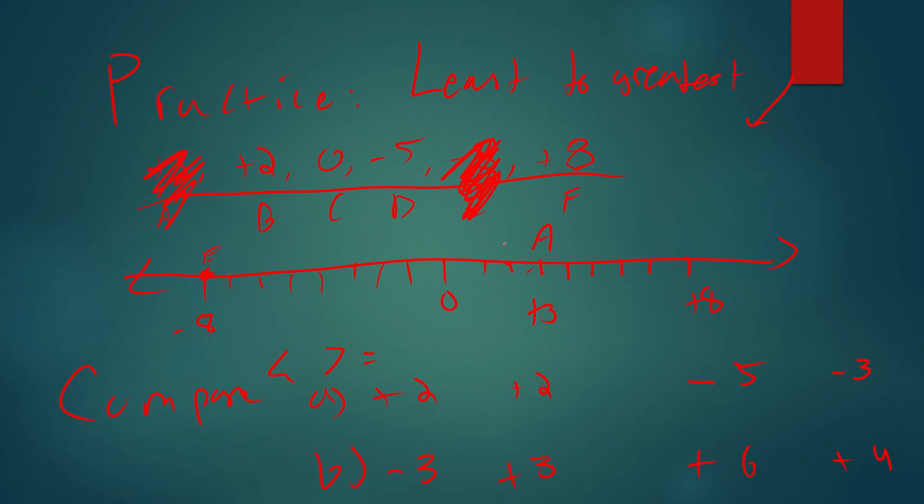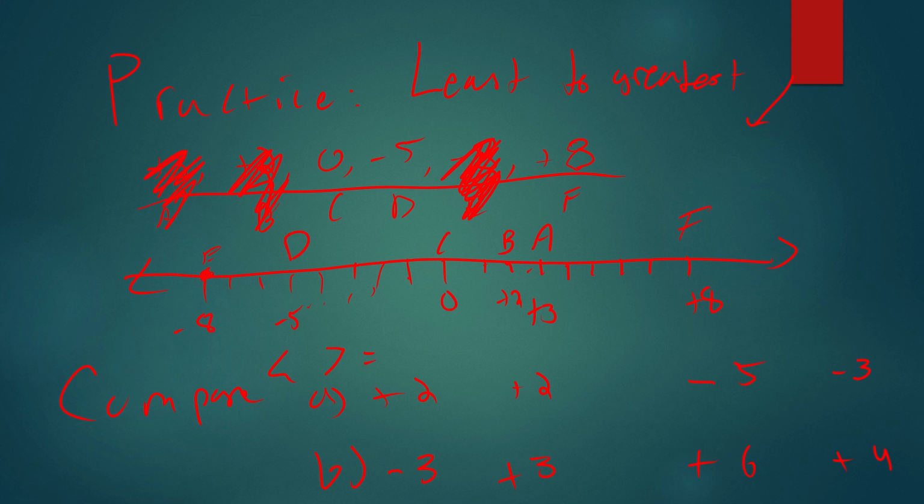Positive 2 is B. B, positive 2. Look to the right of the number line, and we go 2 spots from 0. Next, we have 0, which is C. Then we have negative 5. 1, 2, 3, 4, 5. Negative 5 is D. And finally, F is positive 8.